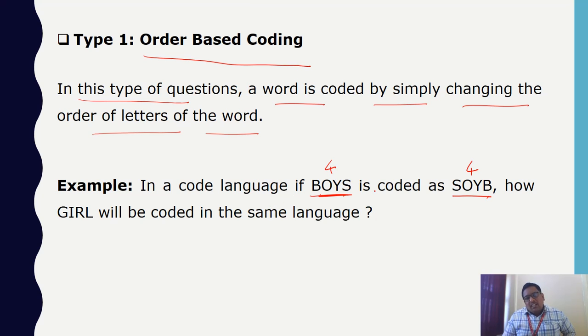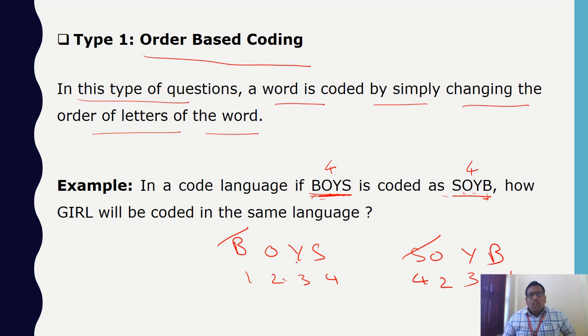Do they have any extra letters apart from the given word? B O Y S. Here also we have B O Y S. So only one thing we can notice: the order is changed. If I fix B O Y S as 1 2 3 4, it has turned into S O Y B. So S is 4, O is 2, Y is 3, B is 1. So 1 2 3 4 will become 4 2 3 1. This is the given word, this is the code word. So it is order based coding.